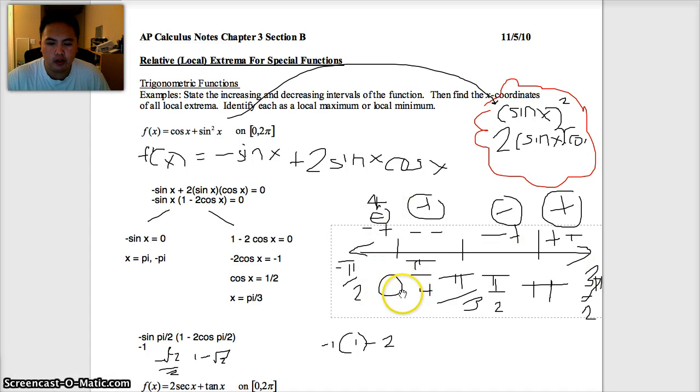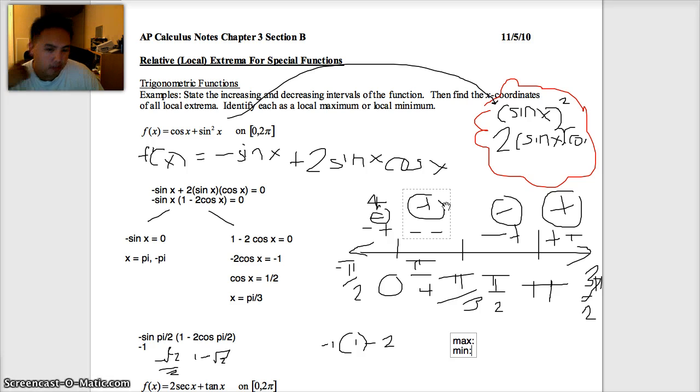But now, of my 3 critical numbers, 0, pi over 3, and pi, I need to say which one's a local min and which one's a local max. Well, at 0, do you see that it goes from a negative slope to a positive slope? So if it goes from negative to positive, do I have a max or a min? I'm going to get a min. So min at 0.